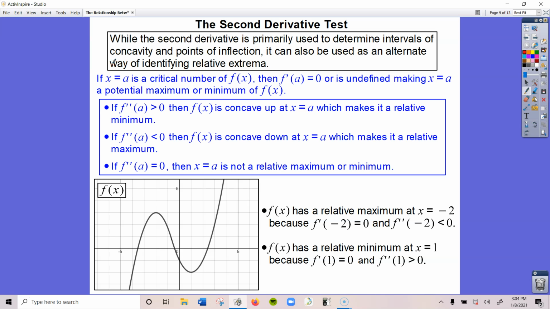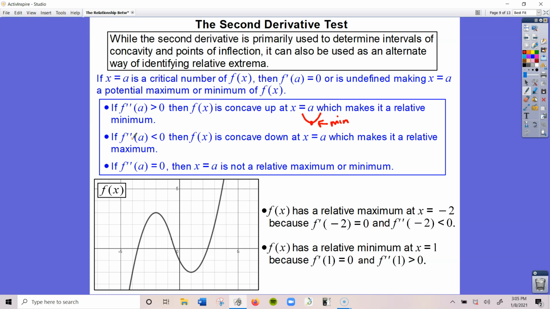And this is how. If we know that x is equal to a is a critical number of f of x, then that means that f prime of a is equal to 0 or it's undefined, making that value of x at x is equal to a a potential maximum or minimum. Now, if we plug that critical number into the second derivative, and that second derivative at that x value is greater than 0, that means that f of x is concave up at x is equal to a. And if it is concave up, this is what it would look like. That means that we would have a minimum.